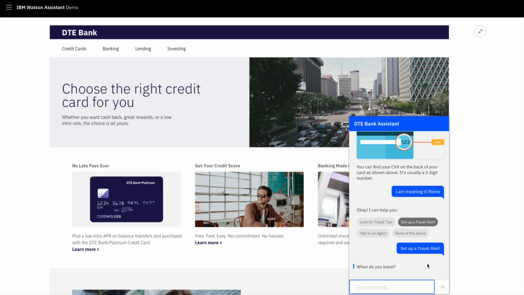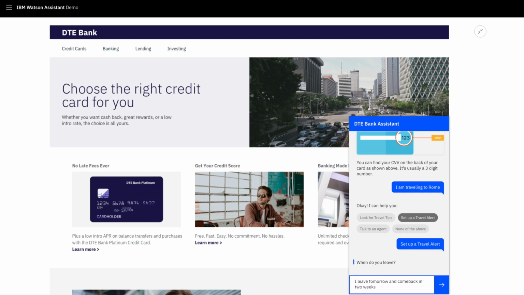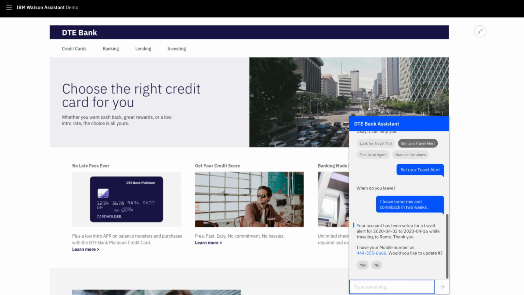Now Watson is going to ask some follow-up questions similar to how we do human to human in natural language. If I were to tell you I was leaving, you might ask me a few more questions, fill out a form that you can submit for the bank. So it's asking me, when do I leave? I'll respond that I leave tomorrow and come back in 2 weeks.